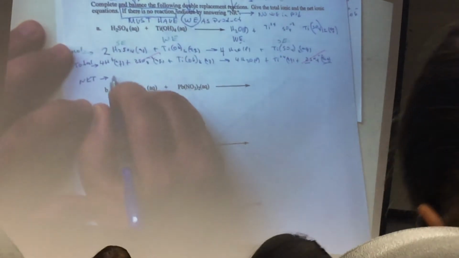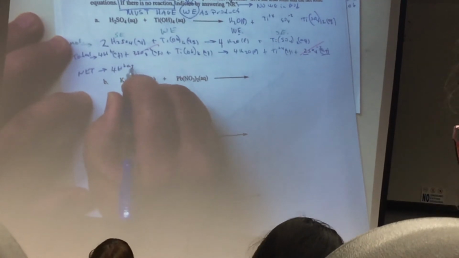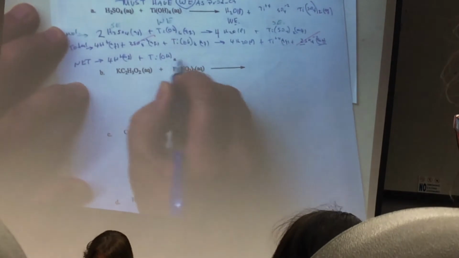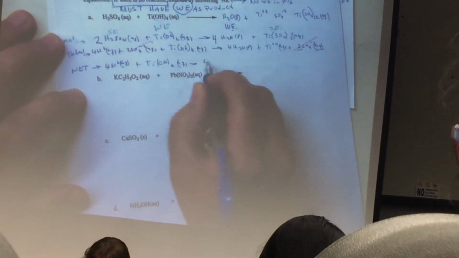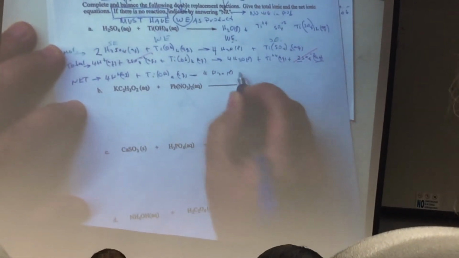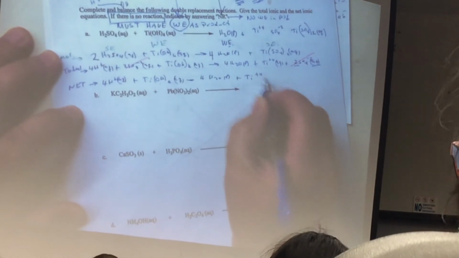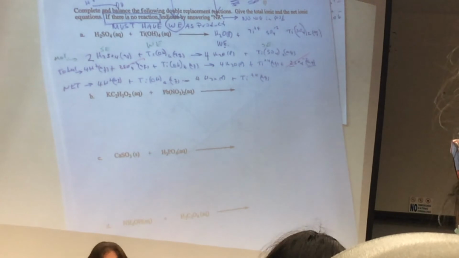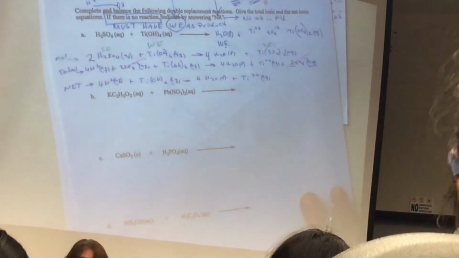So the net ionic equation is 4H+ aqueous plus Ti(OH)4 aqueous going to 4H2O liquid plus Ti 4+ aqueous. And the sulfate cancels. That's the net ionic equation. Next.